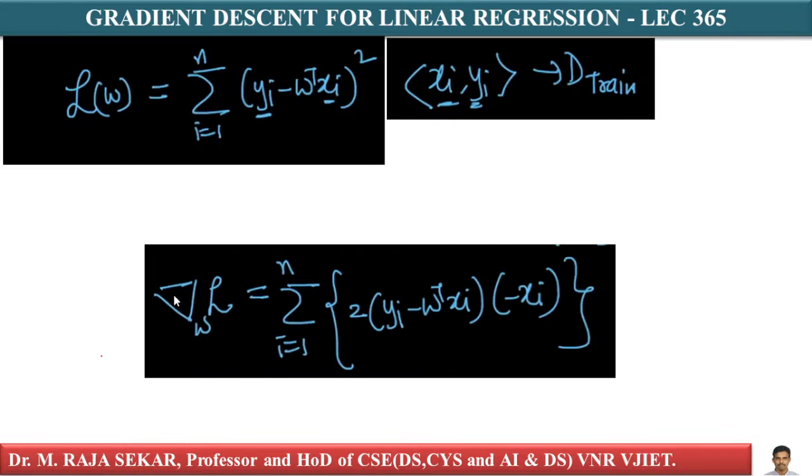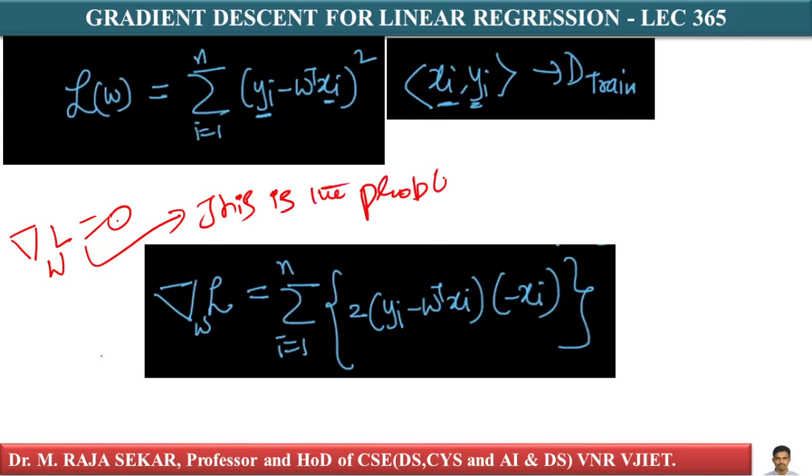How can I optimize that? What is the procedure? What I have to do is set del of L with respect to W equal to 0. This is the problem we have to solve. How can I calculate del of L with respect to W? It's very simple. This is my L; instead of L of W, for simplicity, I am writing L. I am differentiating with respect to W.